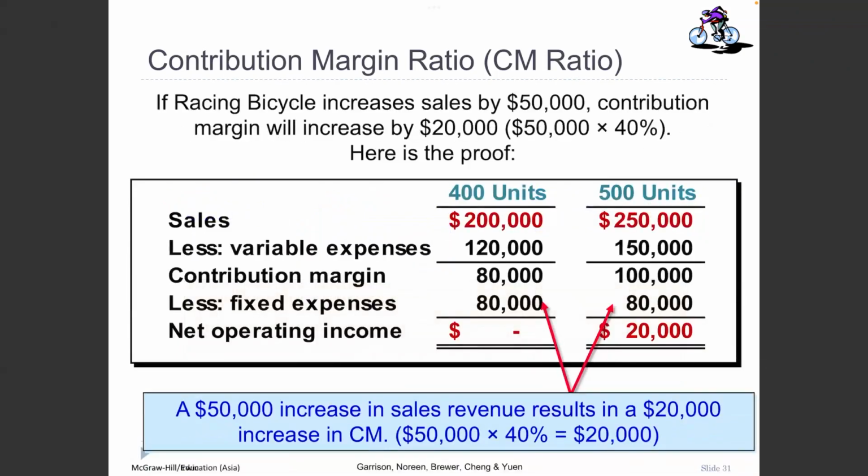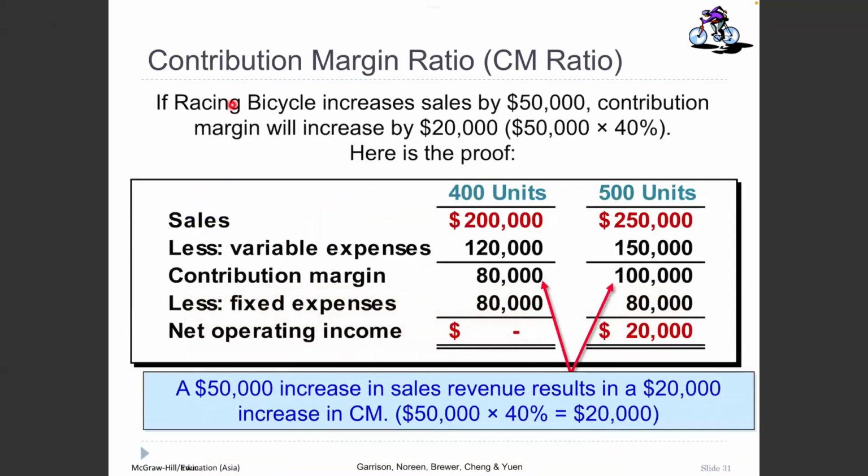Okay, so here let's look at how the CM ratio can be applied. If racing bicycle increases sales by $50,000, contribution margin will increase by $20,000. So you can just simply multiply $50,000 by 40%. Then you know already how much contribution margin will increase. Okay, so here is the proof.